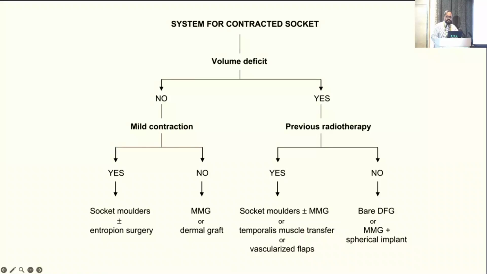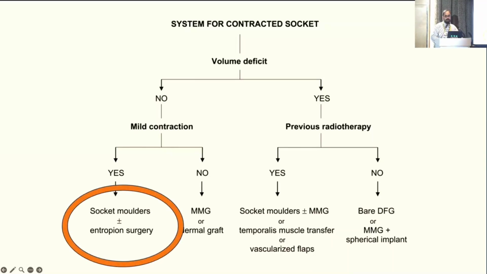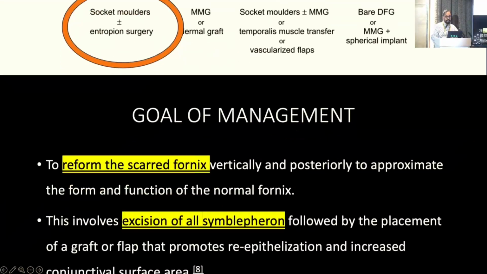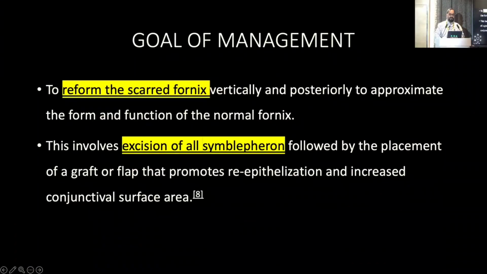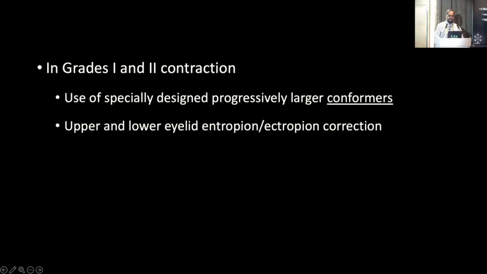According to the system for contracted socket, we should go for volume deficit first and then think about the contraction. But in our case, there was no volume deficit. There was mild contraction in the upper and lower socket. So socket molders or entropion or ectropion correction has to be done. The goal of the management is to reform the scarred fornix and excise all the symblepharon so that reepithelialization occurs and the conjunctival surface increases so that the prosthesis can be easily fit.